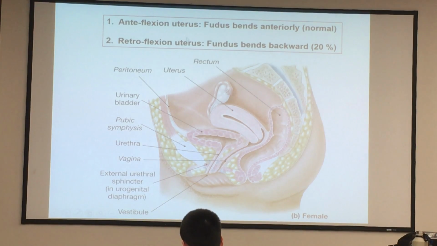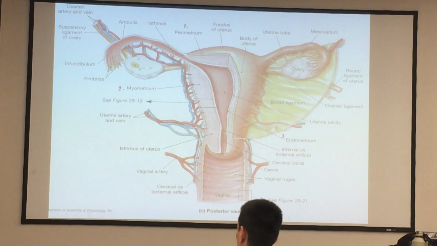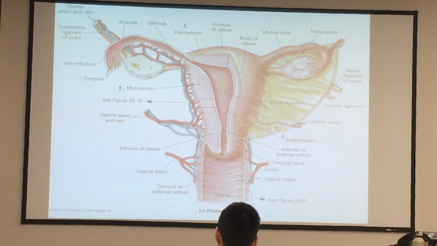The normal uterus should be bending to the anterior, we call anteflexion. But if it bends back, it's called retroflexion. The fundus bends backward about 20%, and that will reduce the chance of pregnancy. This one we pull it up. It looks like the vagina and the fundus are far away, but actually it should be bending in the front.